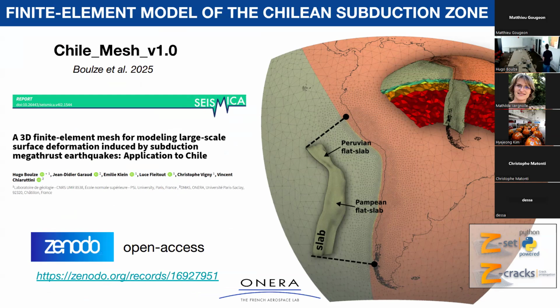You can find this mesh on Zenodo. There is also a Git repository, which I will show you later, where we try to create a platform for others to work on it. All the people interested in large-scale deformation in South America can use this model, and we can compare, for example, our different co-seismic sources and the deformation they are inducing.